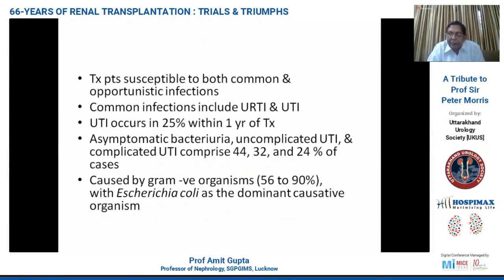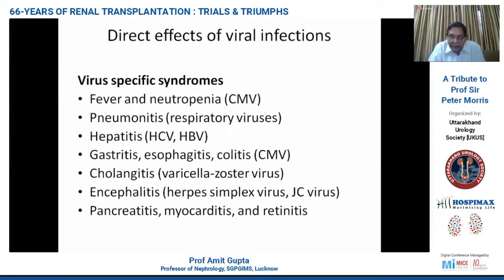Transplant patients are susceptible to both common and opportunistic infection. The common infections are of the respiratory tract, where you can have upper respiratory infection, and UTIs. UTI has been seen in almost a quarter of patients within 1 year of transplant. Many patients may present with asymptomatic bacteriuria, uncomplicated UTI, and complicated UTI. They can be present in about 44% of the patients. Complicated UTI occurs in a quarter of the patients, and most often this is caused by gram-negative organisms, E. coli being the dominant causative organism.